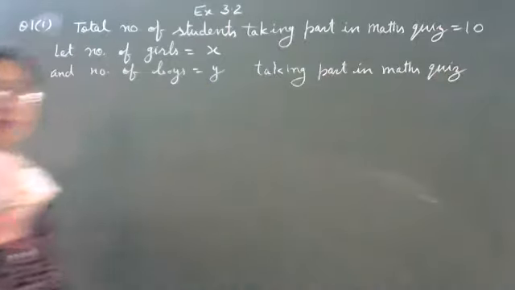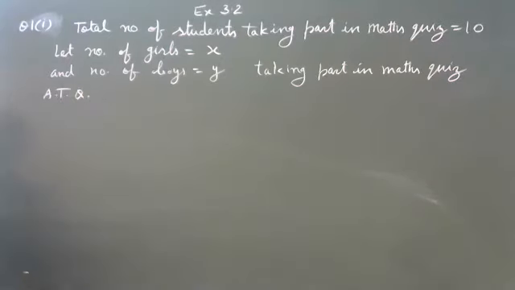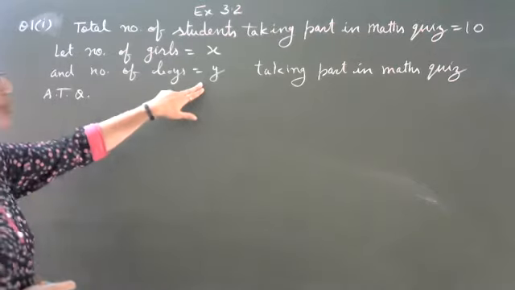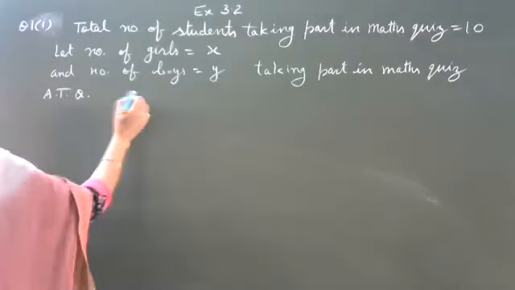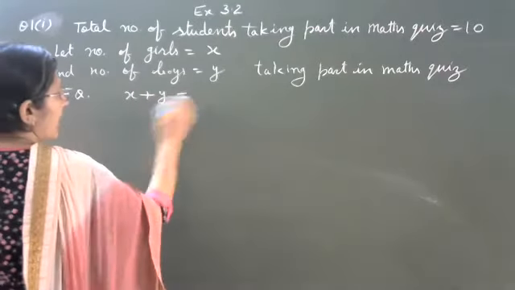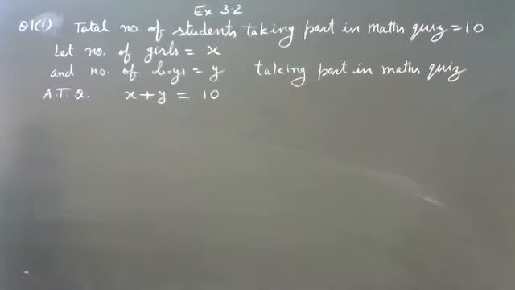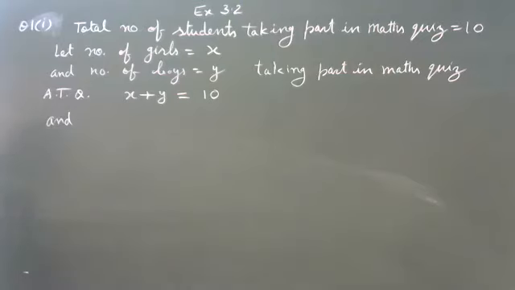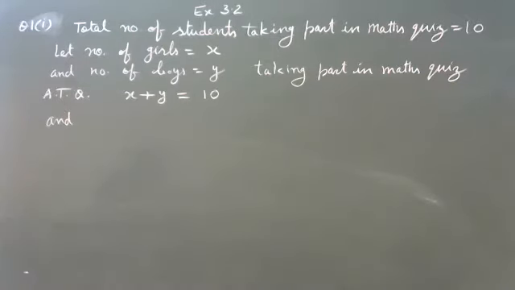According to the question, the number of girls plus the number of boys should be equal to the total students taking part in the quiz. So here x plus y is equal to 10. It is the first equation. And the second equation is, we are given that the number of girls is 4 more than the number of boys.